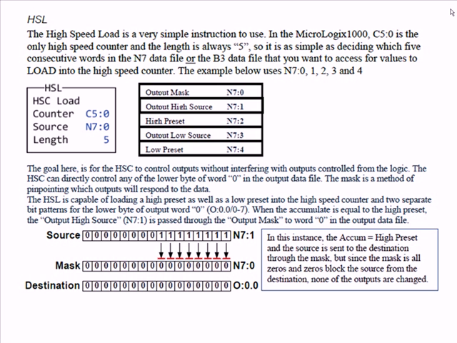In this instance, shown here, the accum equals the preset and the source is sent to the destination through the mask. But since the mask is all zeros and zeros block the source from reaching the destination, none of the outputs are changed.